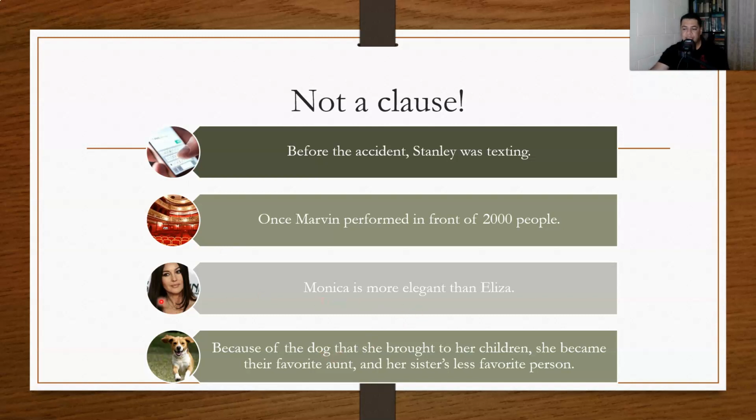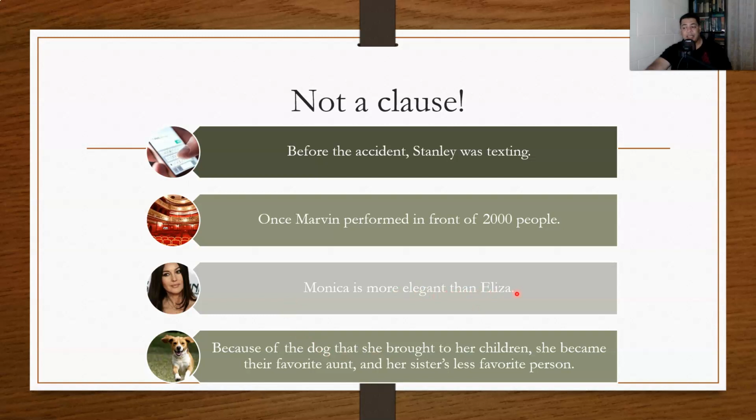Monica, this beautiful woman, Monica Bellucci. Monica is more elegant than Eliza. Okay, so here we have the word that acts as the connecting word, right? And then we have the subject, but where is the verb? We do not have a verb. So Monica is more elegant than Eliza.